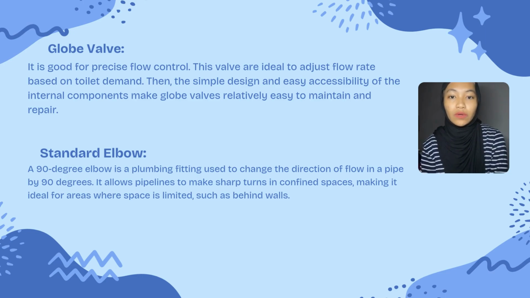And then for globe valves. Globe valves are included for precise flow control. They allow adjustment to water flow based on demand, and they are easy to maintain and repair. Last but not least, we use 90° standard elbows to optimize pipeline layout. These fittings are essential for changing the flow direction in tight spaces such as behind the wall without compromising performance.